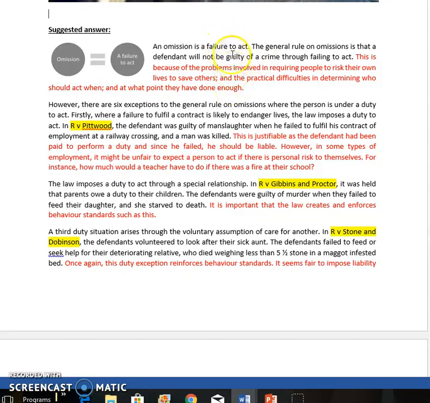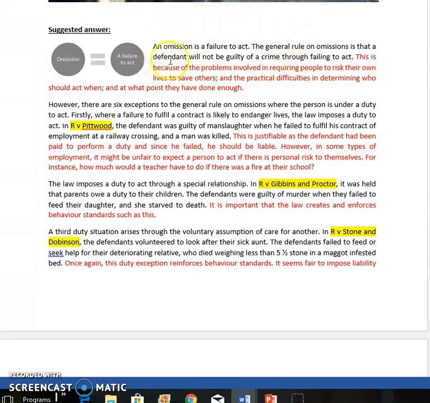Now you can see I've used two different colours here. Black font is AO1 marks, and you can see it's AO1 because I've just described what the law is. I've put in red font my AO2, where I'm analysing or evaluating the law that I've just described.